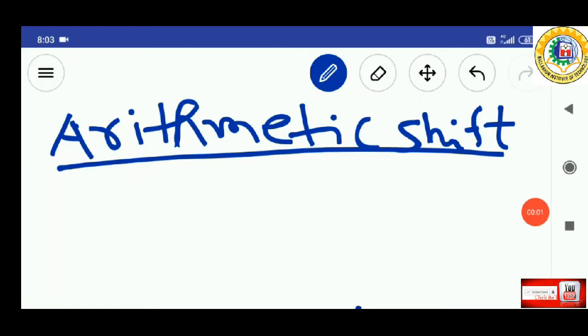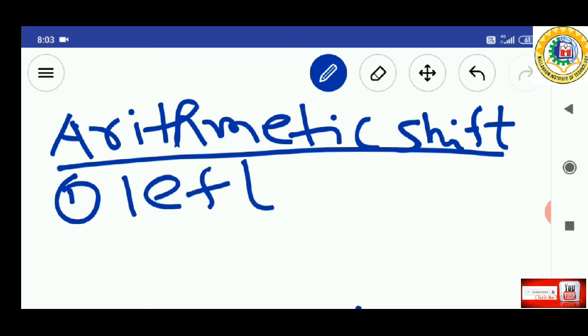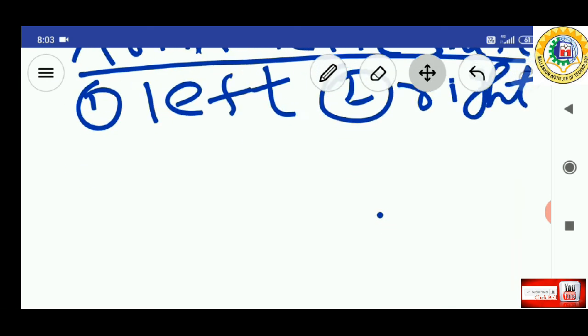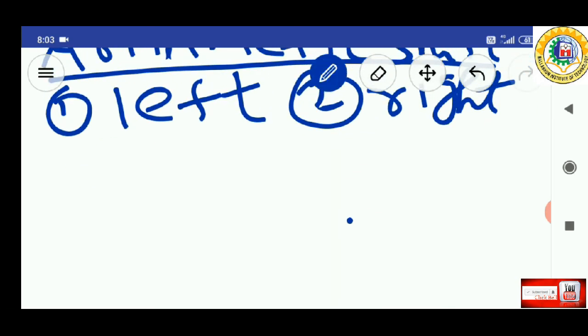So after discussing the logical shift, today we will discuss the arithmetic shift. Arithmetic shift has two conditions. First one is arithmetic left shift, and second one is arithmetic right shift, like the logical one. We will discuss these one by one. First is the arithmetic left shift.